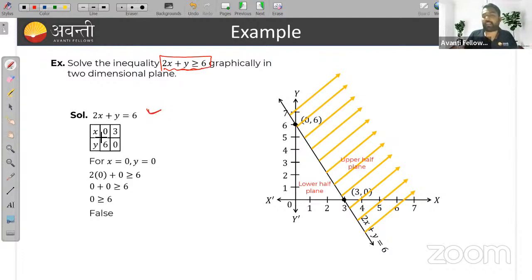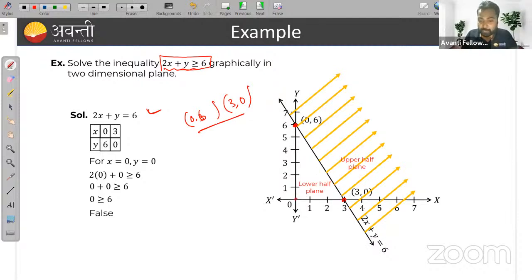Take the values of x as 0, 3, and you are getting y as 6, 0. So here you are getting 2 points, (0, 6) and (3, 0). So plot these 2 points on the plane. So these are my 2 points. And draw the line. I am drawing the line. Then what is the next step?